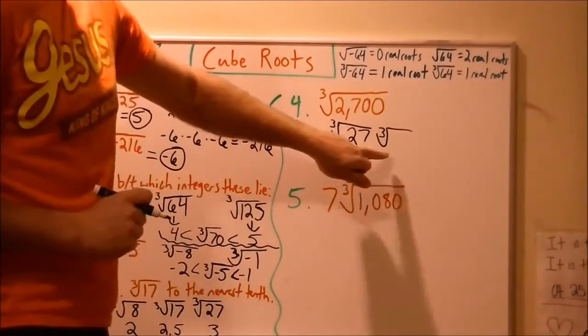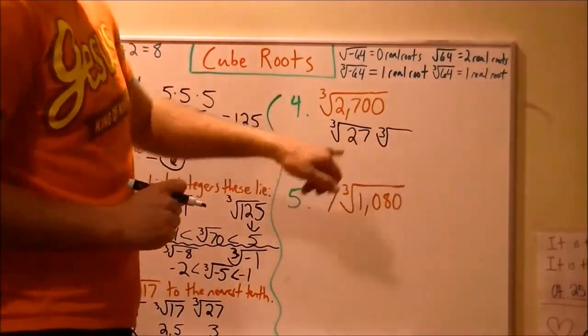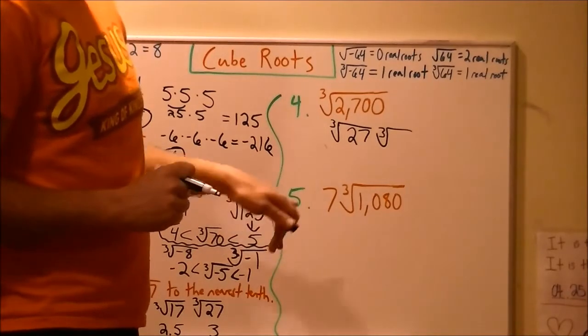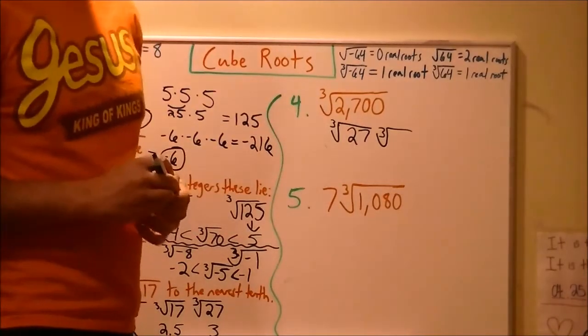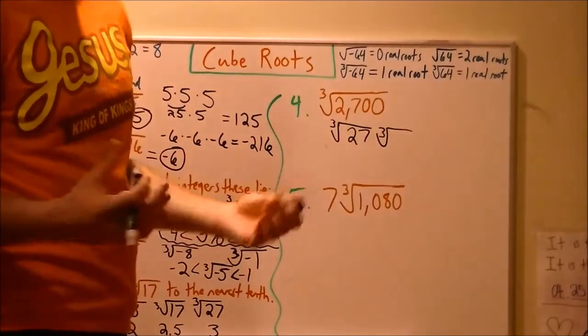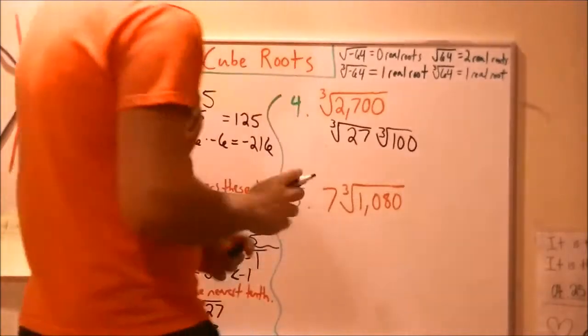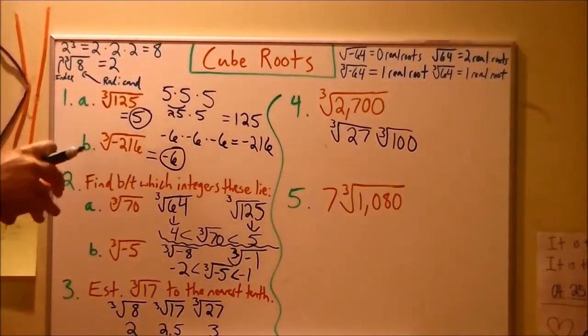Cube root of 27 times what's left over if I pull a 27 out of there. In other words, what times 27 gets me to 2700? Well, it just has 2 zeros, therefore it has to be the number 100. Okay? Has to be the number 100.